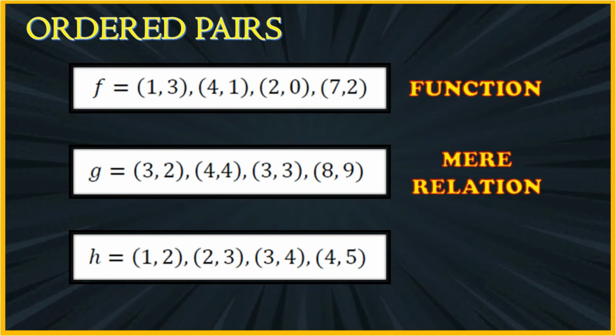Set H contains the ordered pairs (1, 2), (2, 3), (3, 4), and (4, 5). So our X values are 1, 2, 3, and 4. No repetition. So set H is a function.